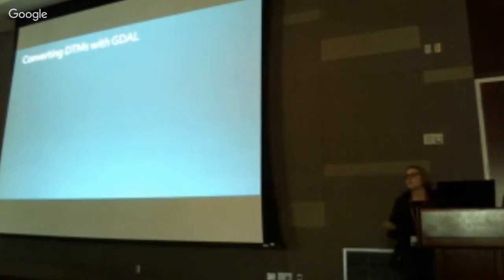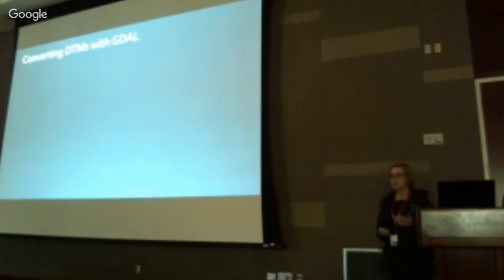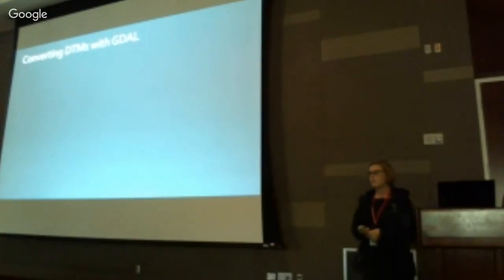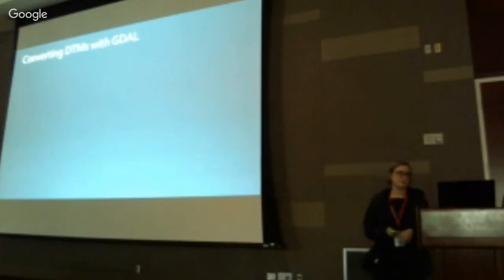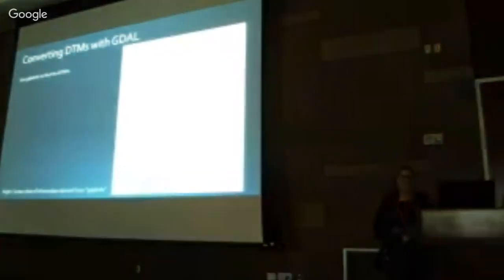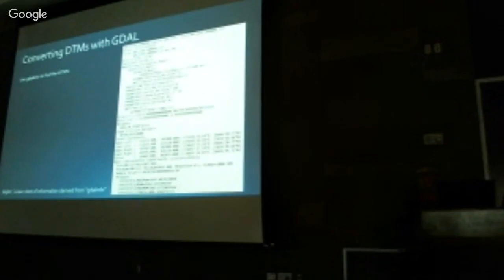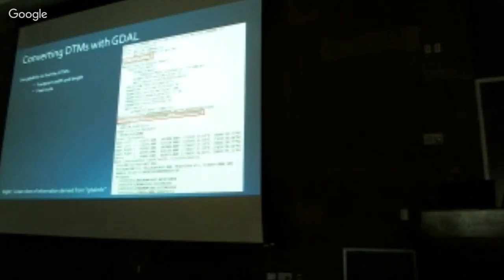Before we even get into Blender, it's important to convert our images into a file format that Blender likes. So Blender doesn't support cubes or geotiffs, at least not 32-bit geotiffs. So for our purposes, we've decided to convert into 16-bit PNGs. For this we use GDAL info to find the DTM's footprint, width, and length in pixels, and scale.